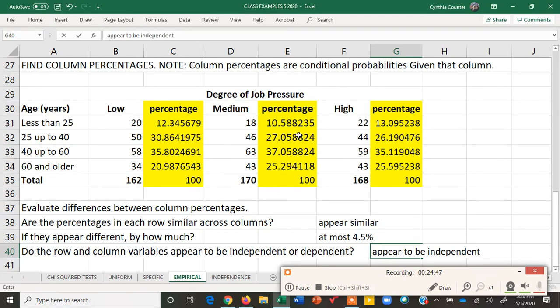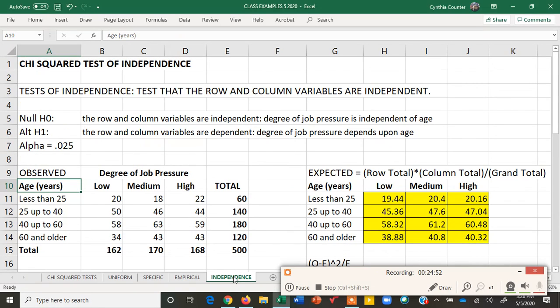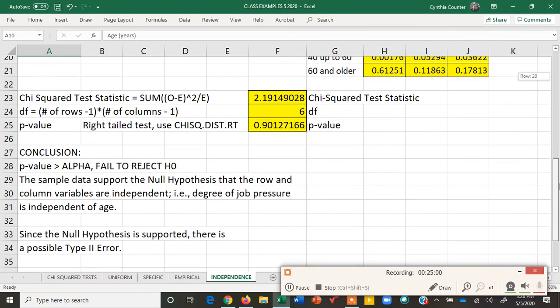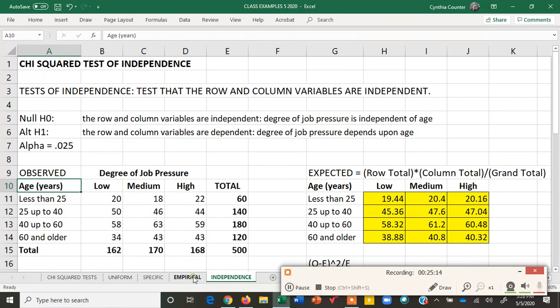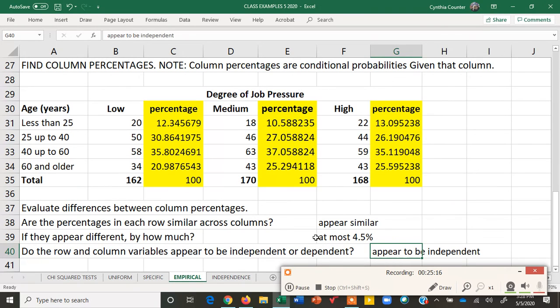It is best to determine independence by using a chi-squared test of independence, which I have another video describing. And when I did that, we did indeed conclude that the row and column variables were independent. But this is a more formal way of doing it. Crunching the numbers is a lot better than simply looking across and seeing at most how much they differ. But this then is a basic cross-tabulation analysis.